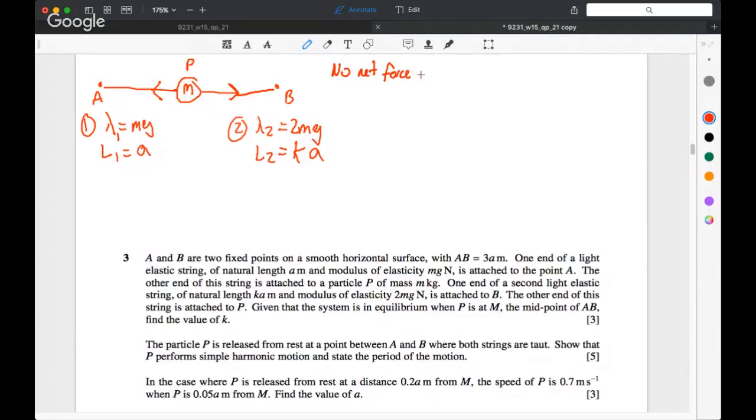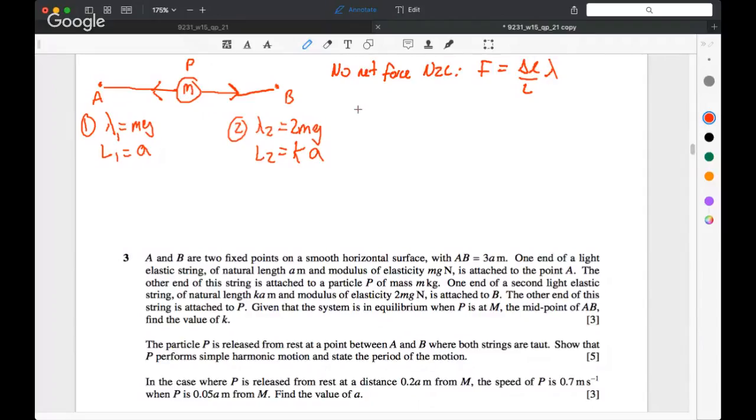You might want to throw in Newton's second law. You might want to say that. Might give you marks on the exam. There's no net force. That's the main important thing. So now we need to know how to figure out the force from a string, and that is equal to the fractional change in the length multiplied by the modulus of elasticity. So we need to figure out the fractional change in length, and we already know the modulus of elasticity, and we need to equate these for both the strings, okay?